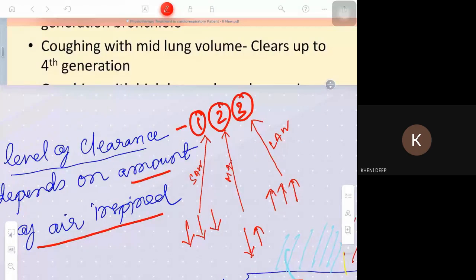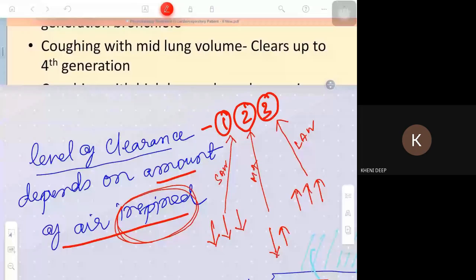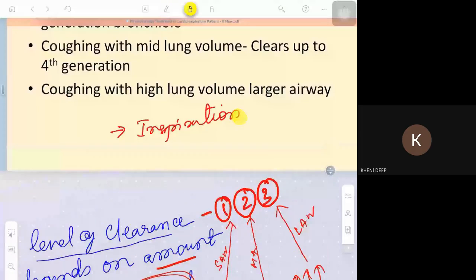So what do you understand from this lecture? What you should understand is that inspiration makes a difference in clearing the different levels. Clear? So I will complete by telling a few points.